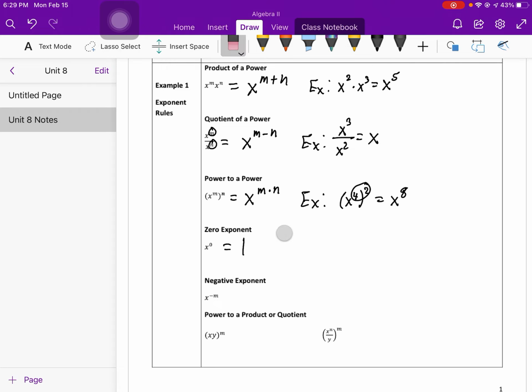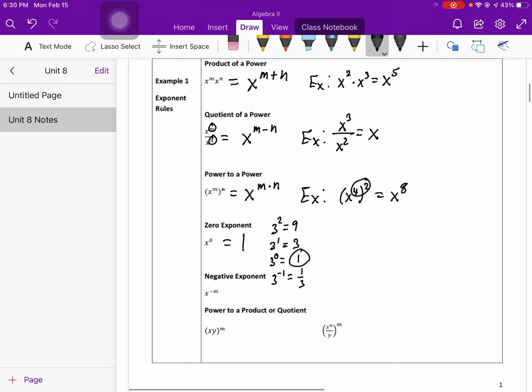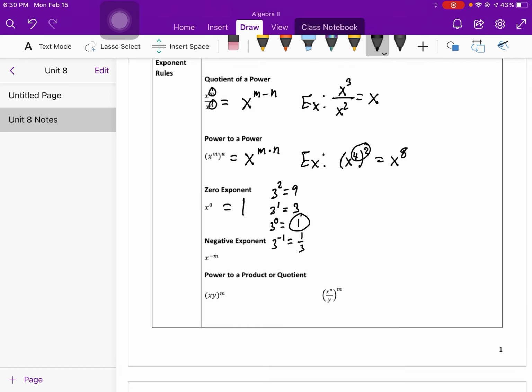So it's actually easier if you think about it with like a number. So 3 squared equals 9. 3 to the first equals 3. And then a lot of people assume that 3 to the 0 would just be 0, but that wouldn't make sense because 3 to the negative 1 is 1/3. So it has to fall somewhere in this region, and the idea is that anything to the 0 power is just 1.